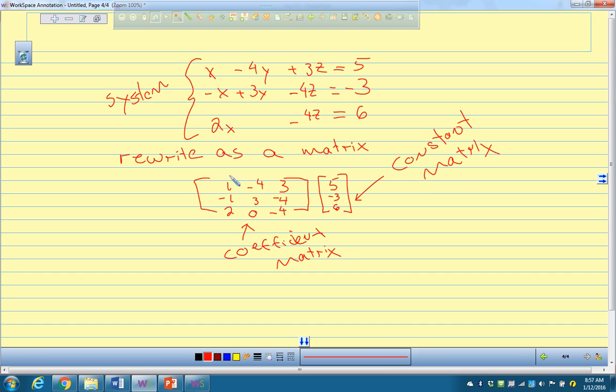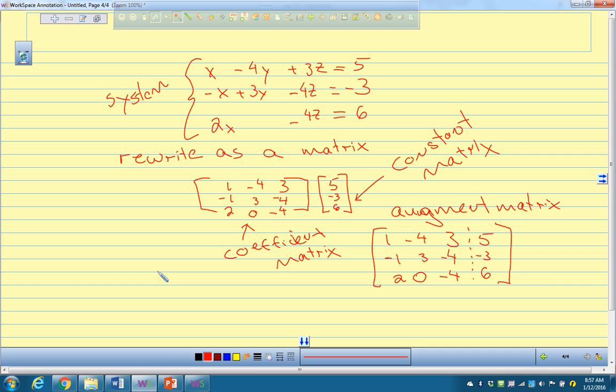So if you have a system, you could rewrite it as a system of matrices, but you can also rewrite it as one augmented matrix. To make this into an augmented matrix, instead of putting the constant matrix separately, you put a dotted line in between the coefficients and the constants. So 1, negative 4, 3, negative 1, 3, negative 4, 2, 0, negative 4, then a dotted line, and then 5, negative 3, 6. This is the augmented matrix for this system.